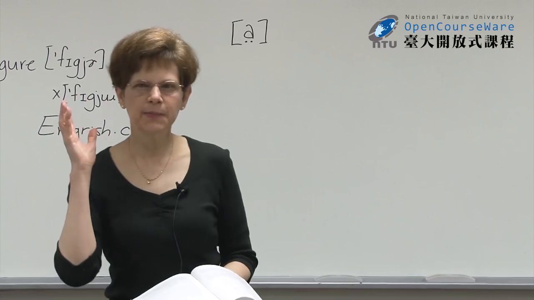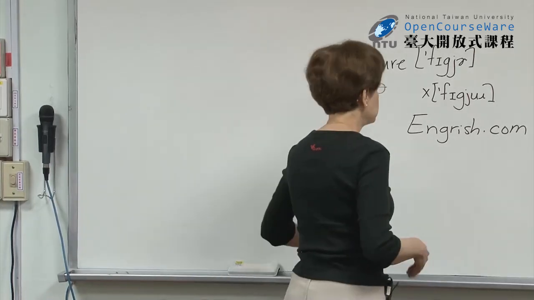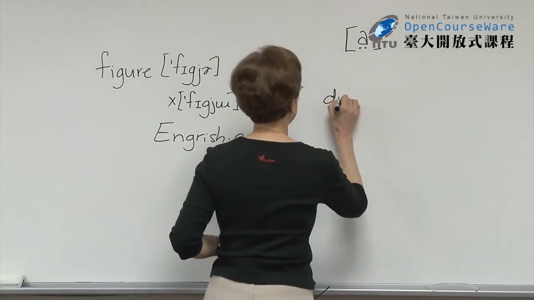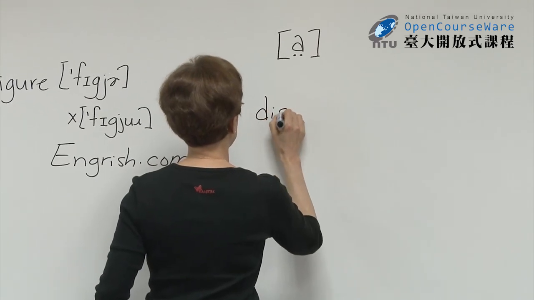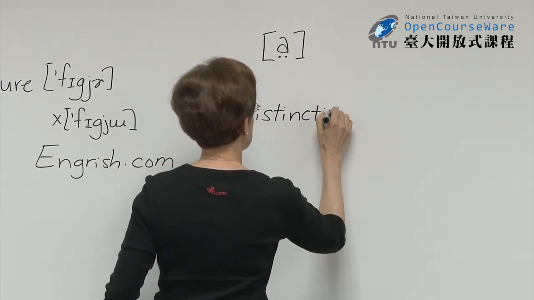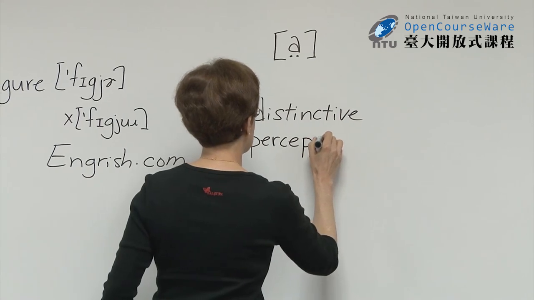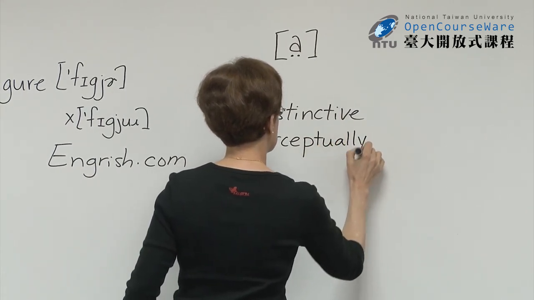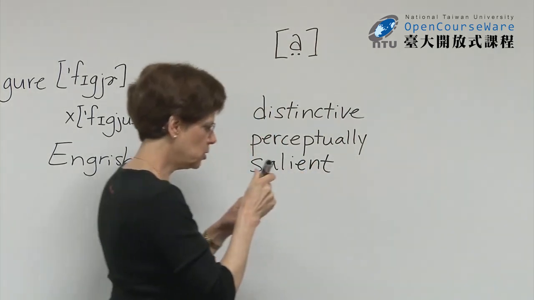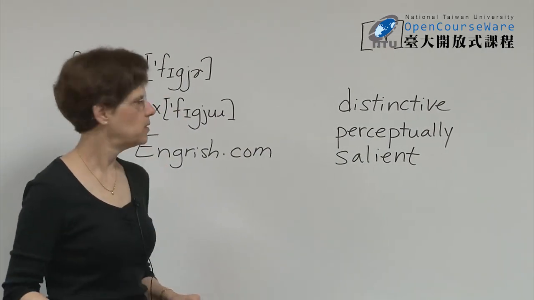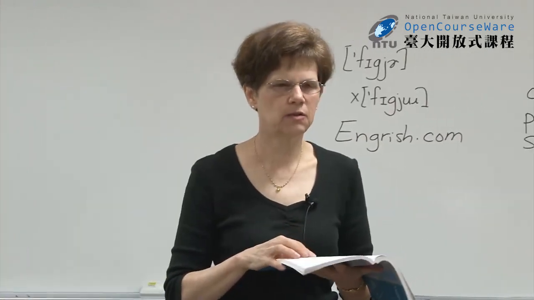Because it is not perceptually salient enough. Salient is 突出. It's not distinctive enough. It's not distinctive enough from other sounds, in this case, the bilabial. Distinctive. Perceptually salient. To sally means to 冲出来, and salient means to stick out. So that sounds like a possible test question. Watch out for that one.